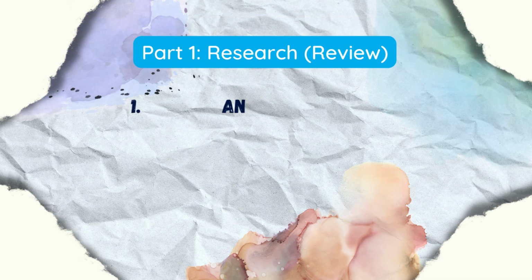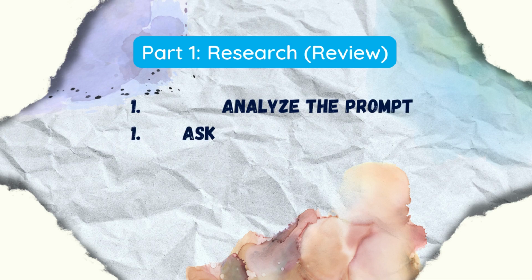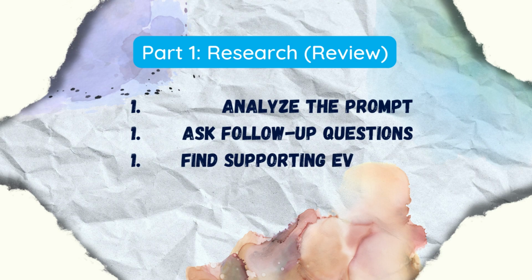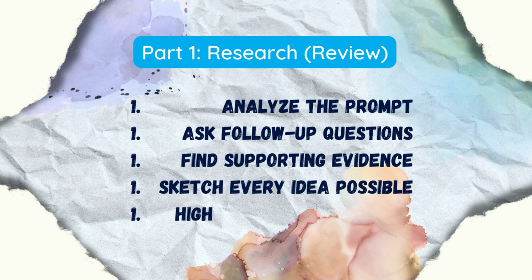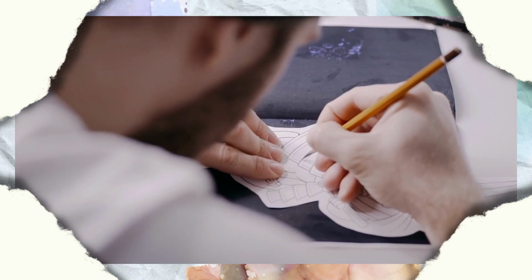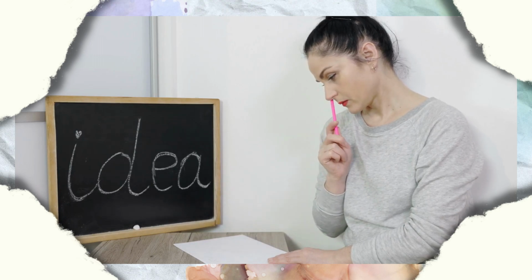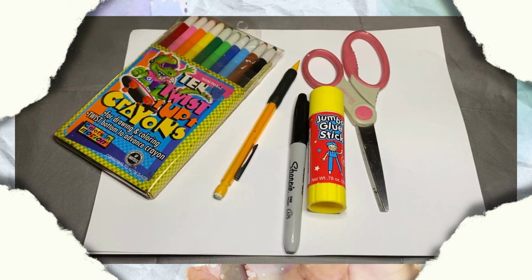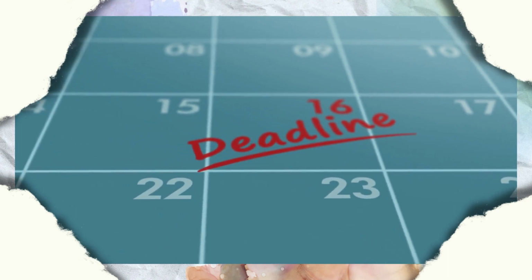Now, just as a refresher, in our research process, we analyzed the prompt, asked follow-up questions, found supporting evidence on the art topic, sketched as many ideas as possible, and highlighted our best ideas. And even though we're so excited to start creating, not yet. We need to figure out everything required for this project to be made, including materials and the completion date of our final artwork. A checklist helps us to become accountable of our actions.